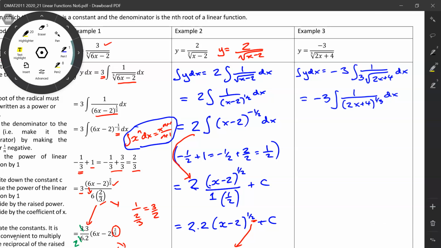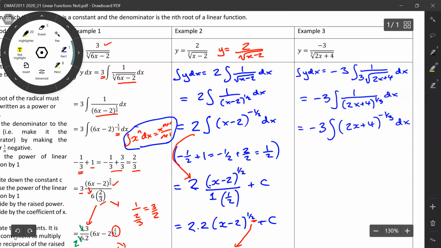And then having done that, I can bring it up on top by changing the sign of the power, the 1/3. So it's 2x plus 4 to the power of minus 1/3 dx. And then what we're going to do is raise this power, so I'll just put it in brackets here. We have to raise this power when we apply the integral rule that we see over here on the left-hand side. So minus 1/3 plus 1 is minus 1/3 plus 3 over 3, which is minus 1 plus 3 is 2 over 3.